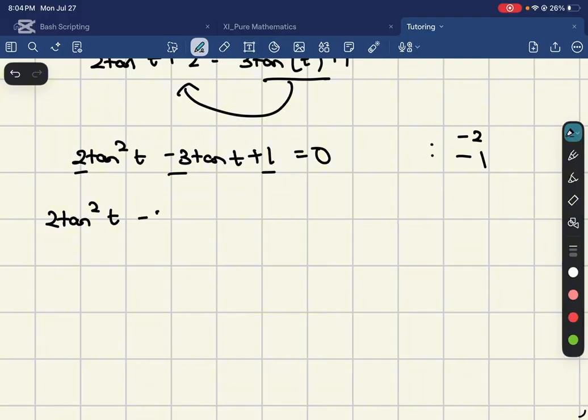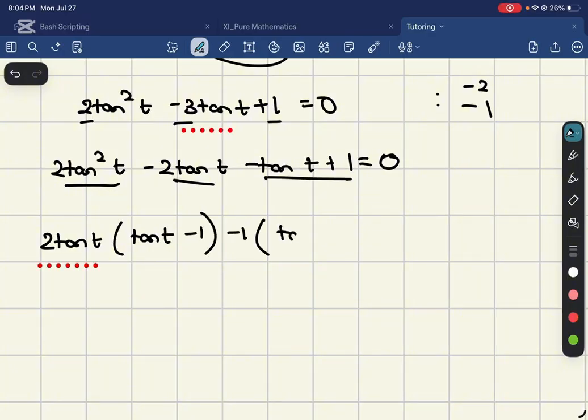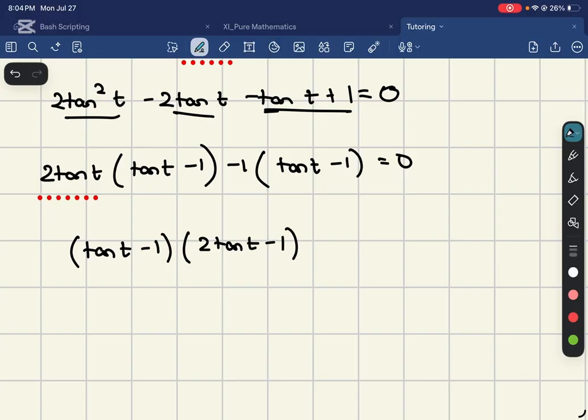All right, so 2 tan squared t minus 2 tan t minus tan t plus 1 is going to be 0. So I'm going to try to factorize this. I can factor out 2 tan t from my first two terms, and I get tan t minus 1. And from my second two terms, I can factor out negative 1. And that gives me tan t minus 1. And if you remember the videos from solving quadratic equations, you are probably familiar with this. So my two factors are going to be tan t minus 1 and 2 tan t minus 1.